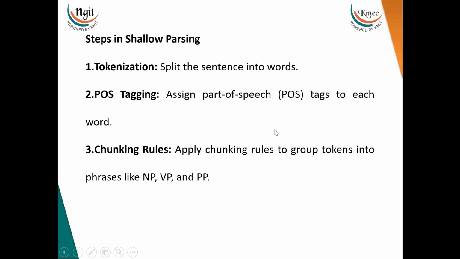Then the steps in shallow parsing, which we have seen in our very first slide. That is tokenization: split the sentence into words, and POS tagging: assigning parts of speech tags to each word. Then chunking rules: apply chunking rules to group tokens into phrases like NP, VP, and PP. That is noun phrase, verb phrase, and prepositional phrase.